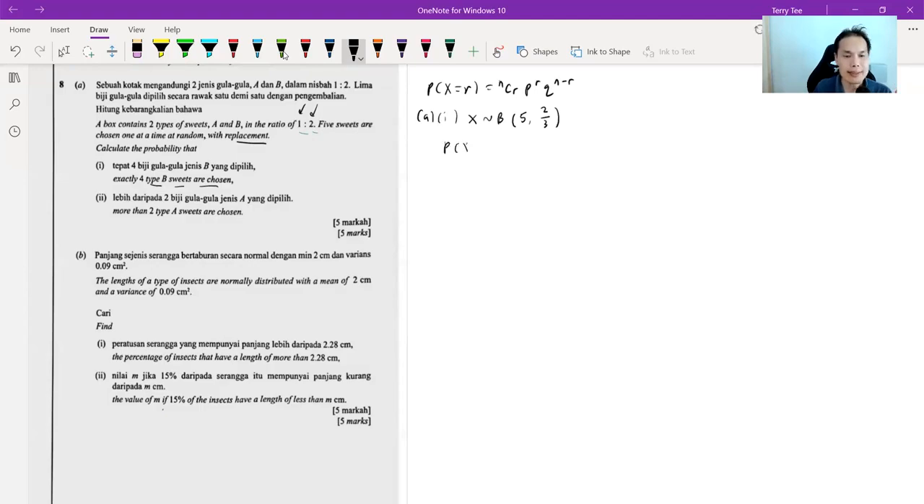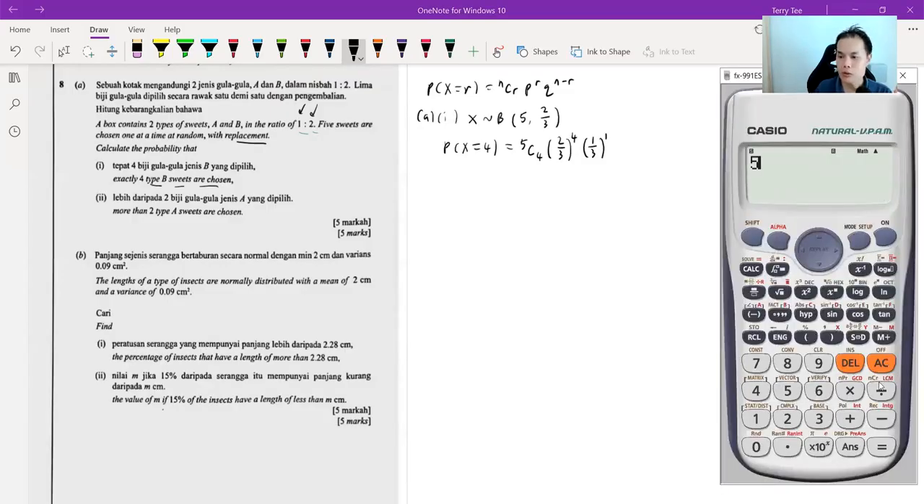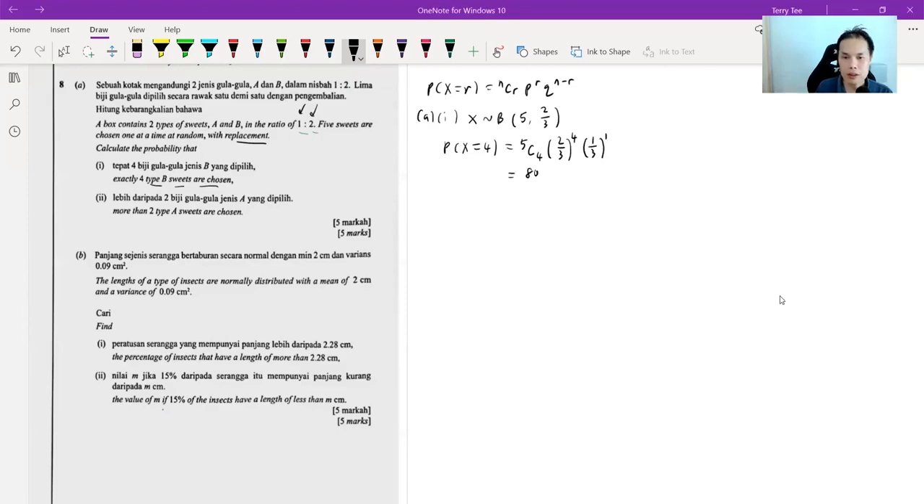So now we want to find exactly 4 type B. In this case, we write 5 choose 4, times (2/3) to the power 4. Remember, q is 1 minus p. If your p is 2/3, 1 minus 2/3 is 1/3. 5 minus 4 is 1. Okay, now you can use your calculator this way. Type 5 choose 4 times (2/3) to the power 4, then you multiply with 1/3. Okay, my answer is 80/243. Right, let me write here 80/243.